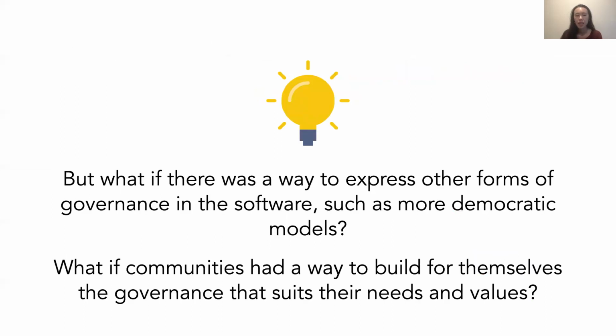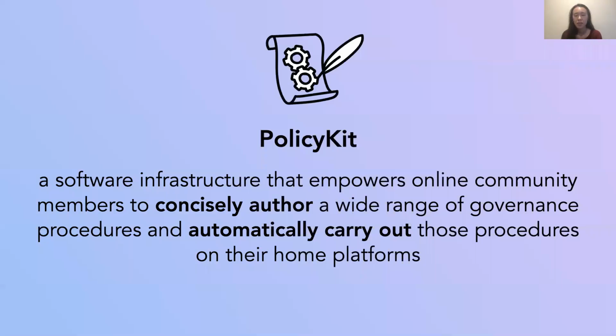So instead, our project asked, what if we didn't start from a roles and permissions based model for governance and instead allowed communities to actually build for themselves the style of governance that actually suits their own community's needs and values? To enable this, we built PolicyKit. PolicyKit is a software infrastructure that empowers the members of an online community to concisely author a wide range of governance procedures and also automatically carry out those procedures on their home platforms.